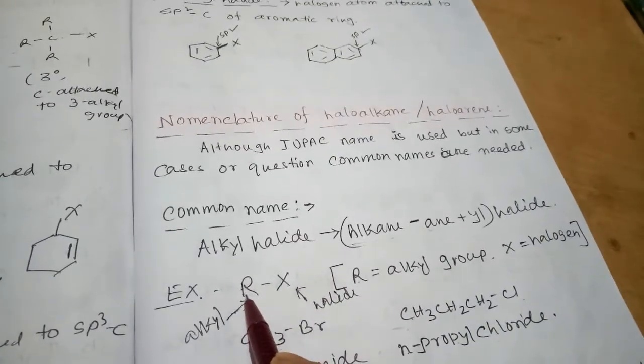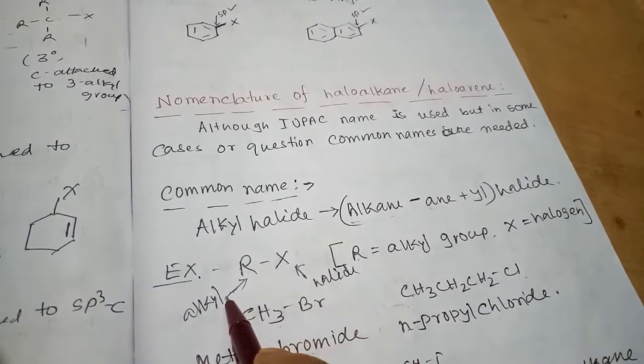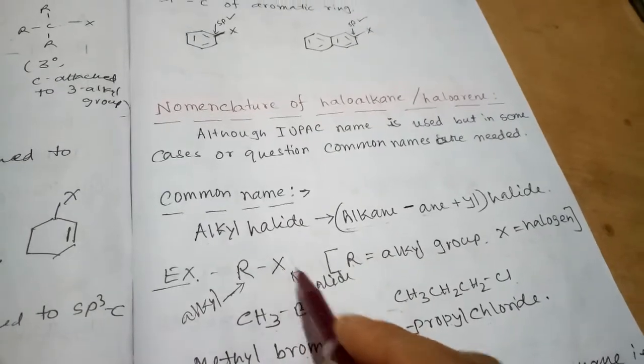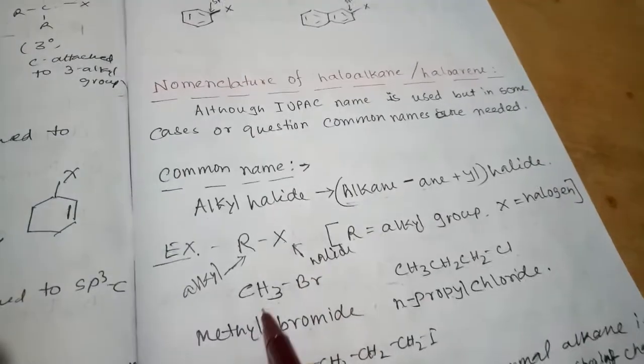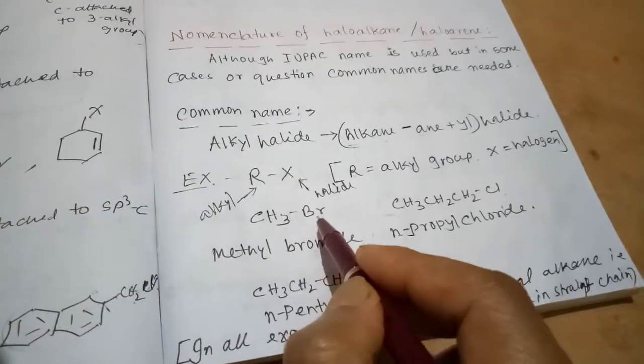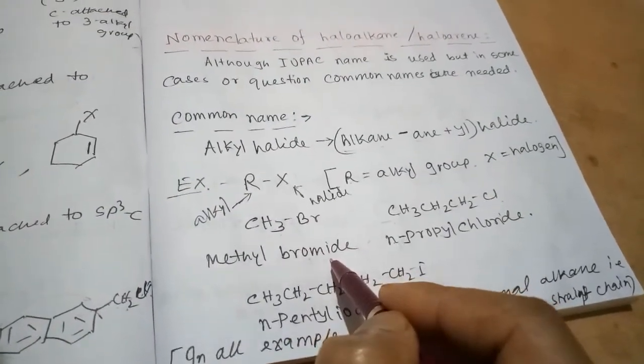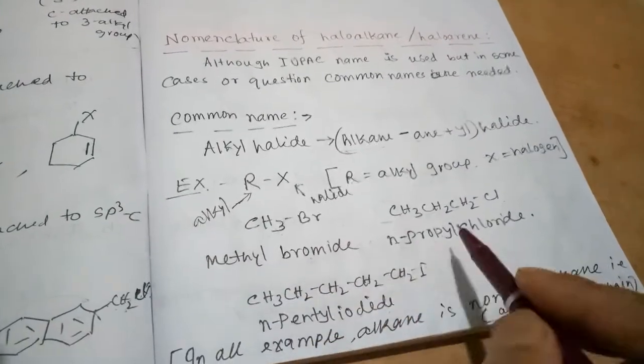They are designated as RX. The R is the alkyl group and X is the halide. So for example, CH3Br: this CH3 is the methyl group and the Br is the bromide, so the name is methyl bromide.